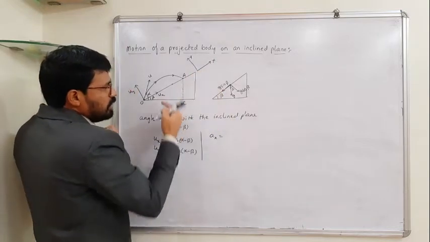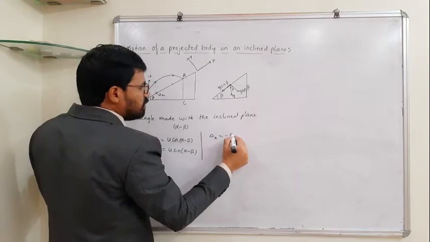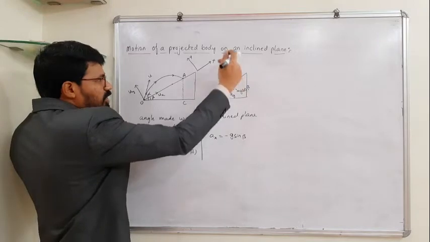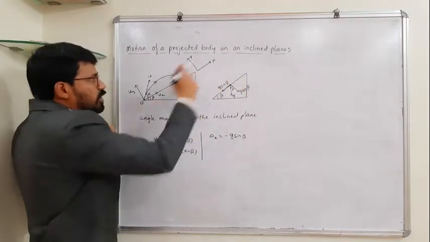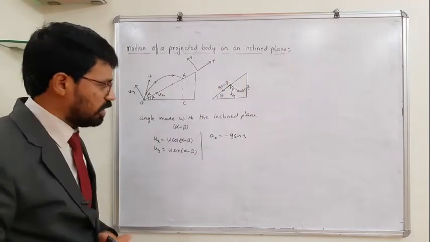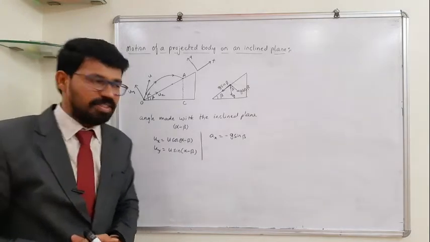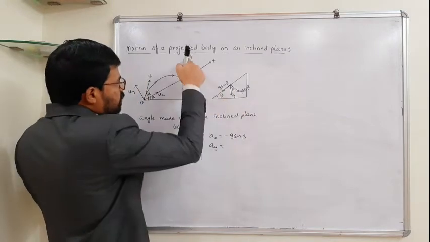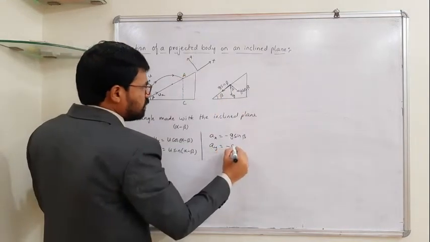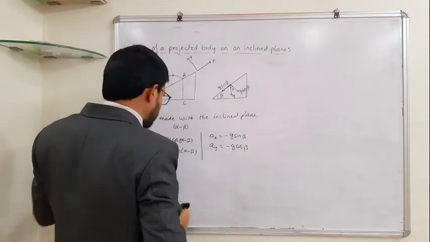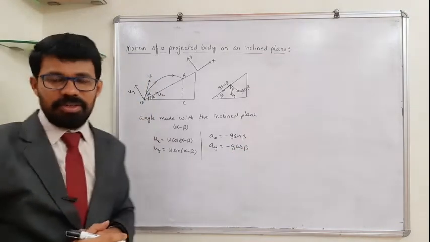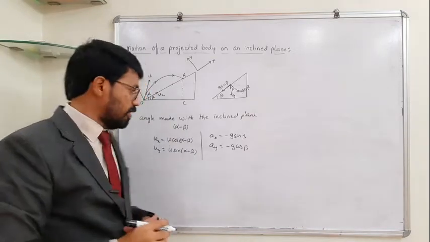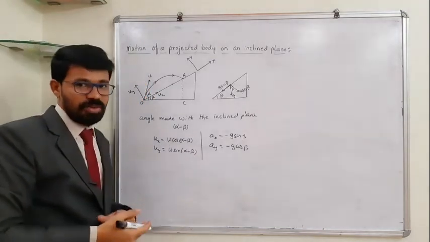This is positive x, this is negative x. So ax can be written as minus g sine beta. This minus sign is taken because acceleration is opposite to this positive x direction, that is along the negative x direction. So I'll take this ax as minus g sine beta. And similarly ay is along the negative y direction, so minus g cos beta. So now we have identified what the horizontal components of acceleration and velocity are, and the vertical components of acceleration and velocity. Now let us proceed with the usual things like time of flight and range.